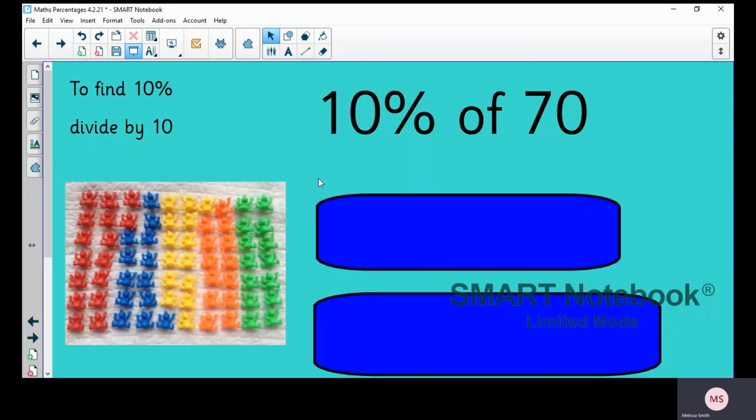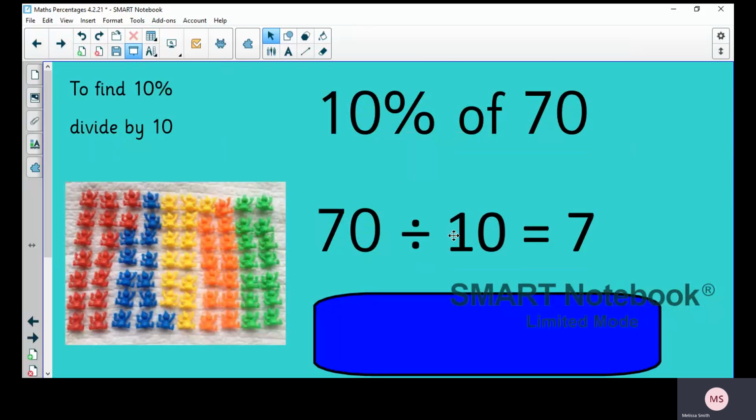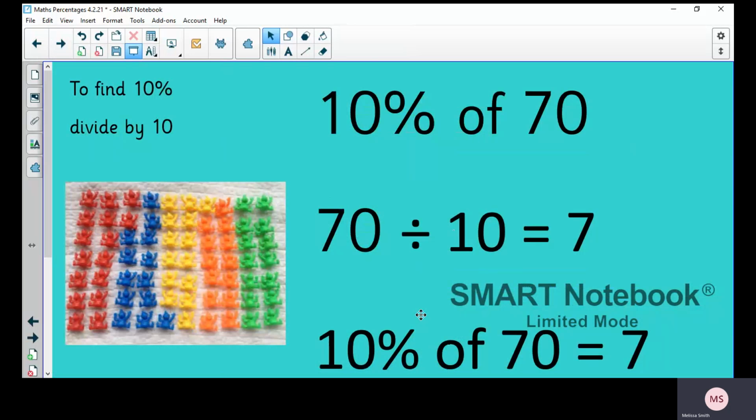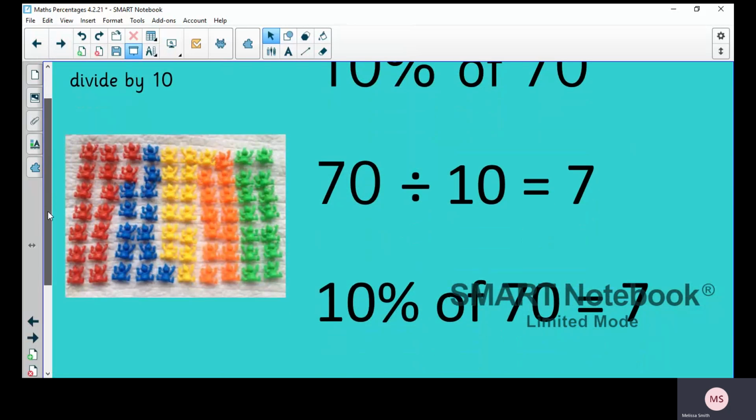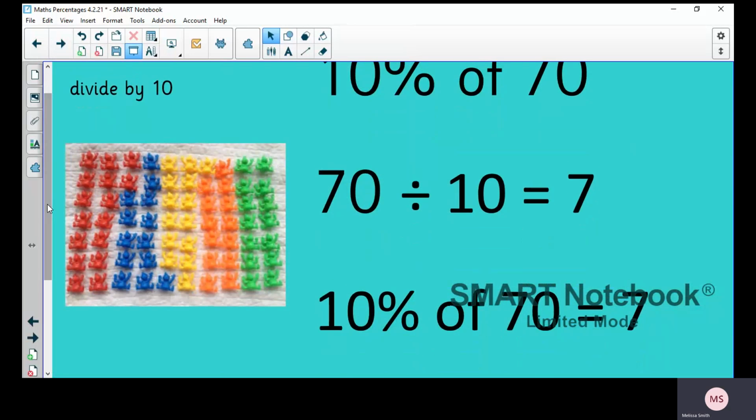So if I have this question here, 10% of 70, which means if we look at our monkeys here, we want 10% of the 70 monkeys. What do we do? Well, all we have to do is 70 divided by 10, which we know is 7, which means 10% of 70 equals 7. So to find 10% of a number, what do we do? We divide by 10.